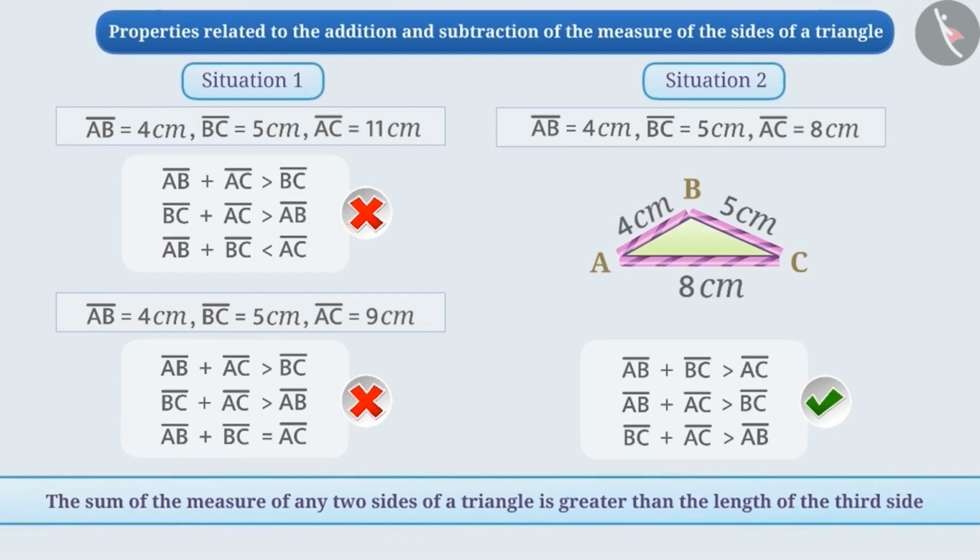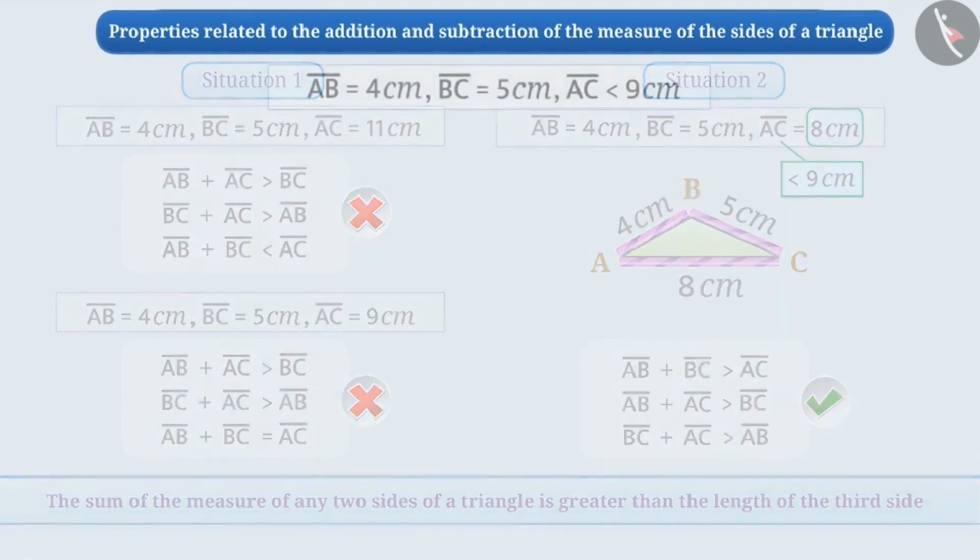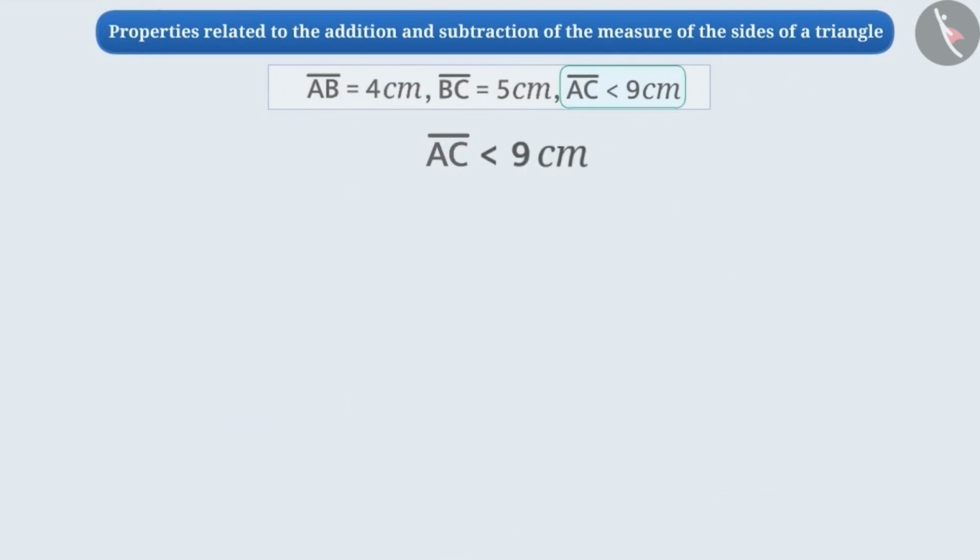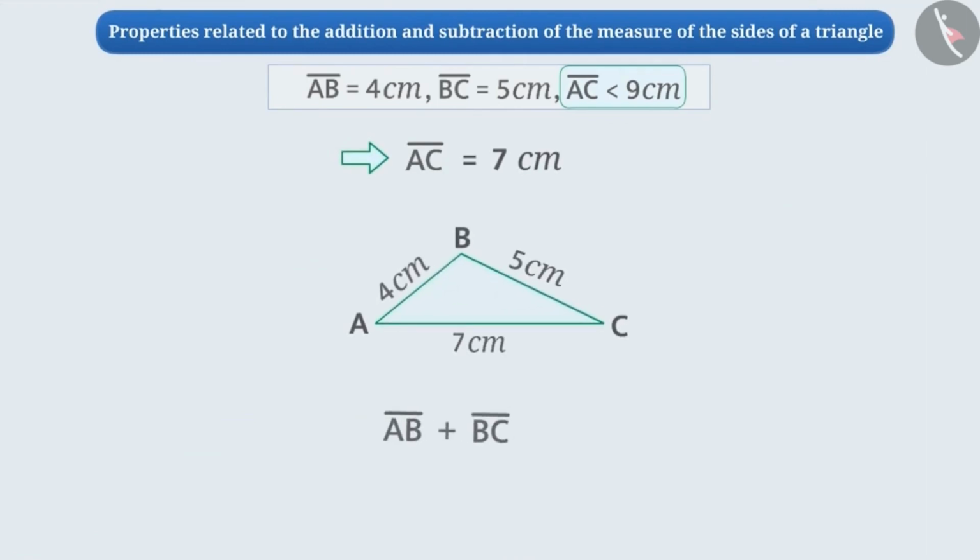On the basis of this property, we found out that in a triangle ABC, when AB is equal to 4 cm and BC is equal to 5 cm, then the length of AC will be less than 9 cm. But can the measure of AC be less than 9 cm? Let's find out. When we take the length of AC as 7 cm, then the sum of the measure of any two sides of triangle ABC comes out to be greater than the length of the third side. That is, by taking AC is equal to 7 cm, we can draw a triangle ABC.